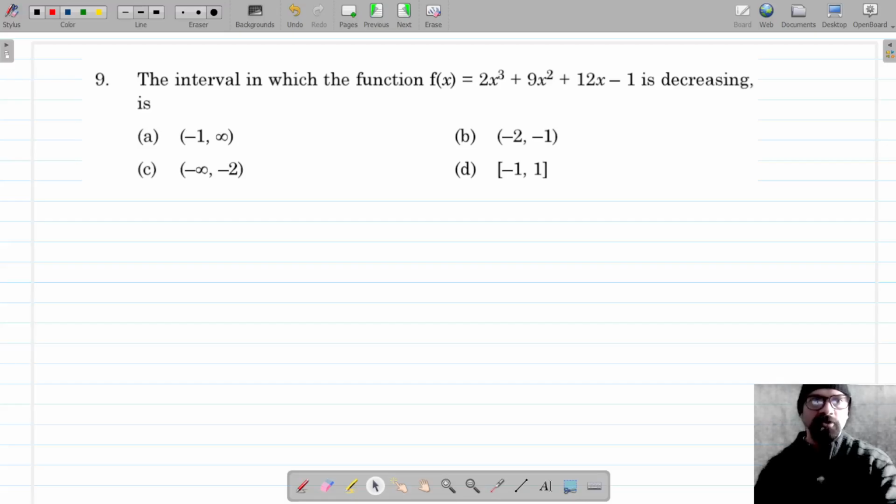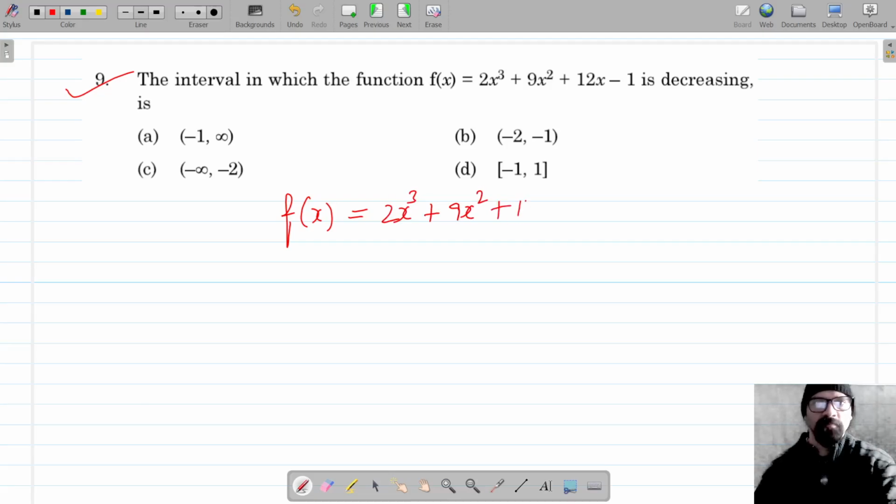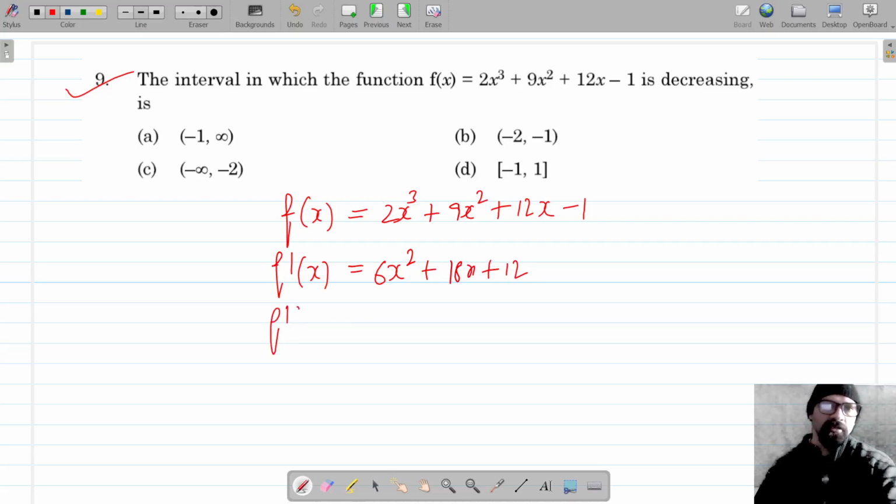Okay, for question number 9, we have to find the interval in which the function is decreasing. Our function is f of x is equal to 2x cubed plus 9x squared plus 12x minus 1. Let's find out its first order derivative. The first order derivative is 6x squared plus 18x plus 12. And let's find out the critical points. So 6 is common, so this is x squared plus 3x plus 2.